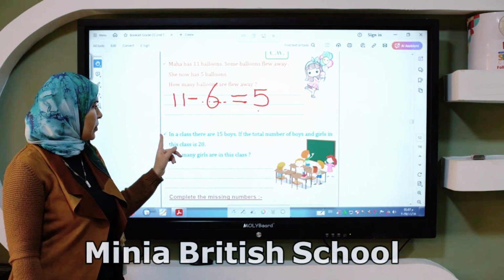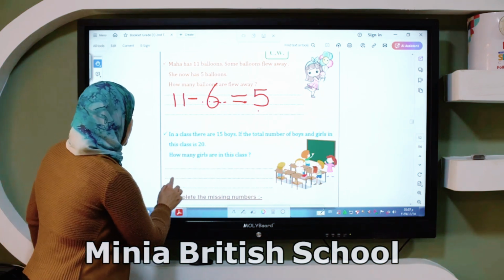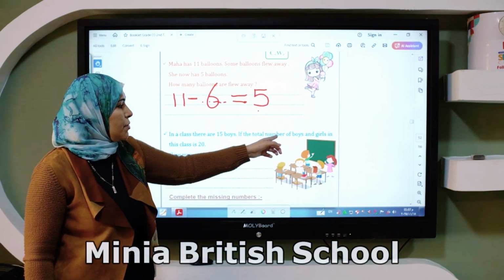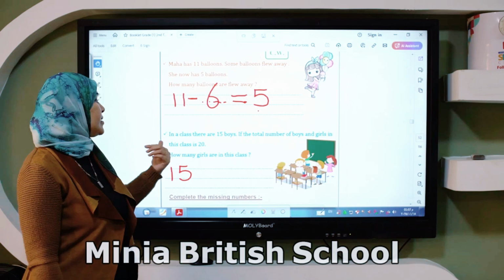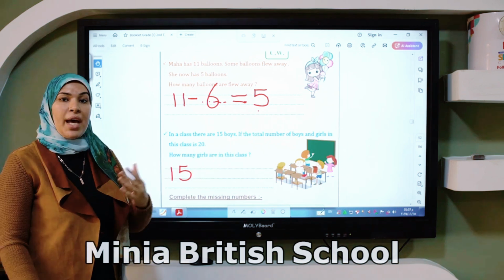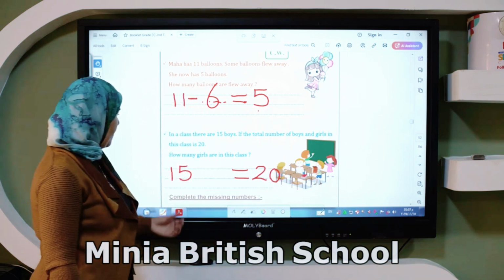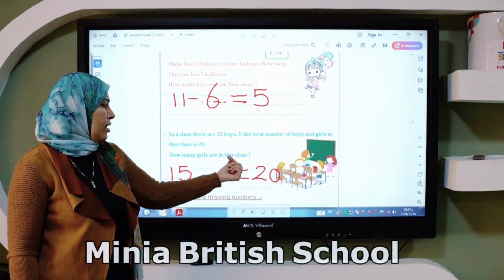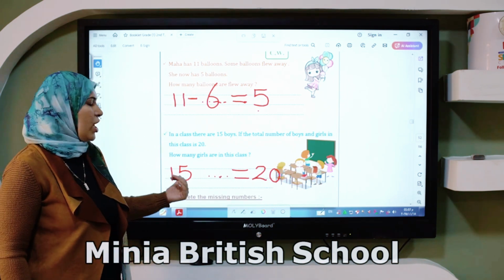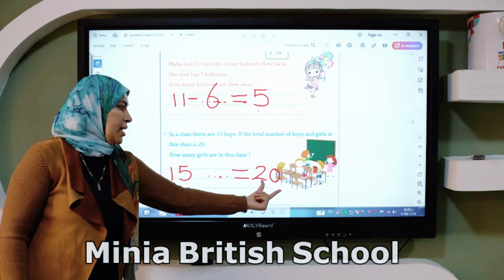Another question. In a class there are 15 boys, so I write 15. If the total number of boys and girls in this class is 20, here you see the total number, so the answer is 20. How many girls are in this class? I don't know how many girls. We have 15 boys, and the total of the class is 20.